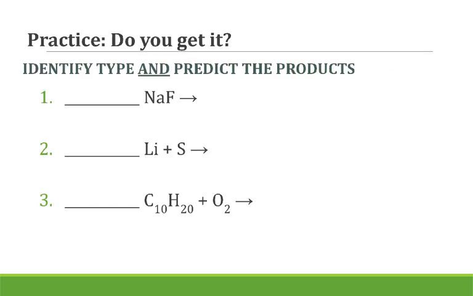All right, so practice, do you get it? We want to identify the type and predict the products. So things to look for is how many reactants do I start with? And that's going to lend to how this could change. So this first one, NaF. Looking at this, I have just one reactant. And so the only thing that can change is that it's going to split apart.